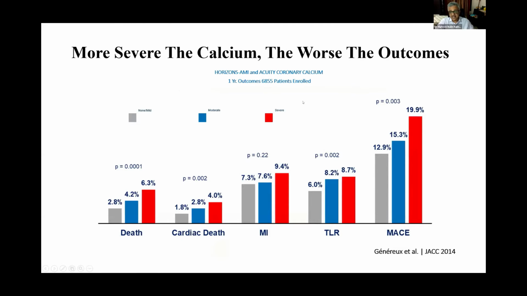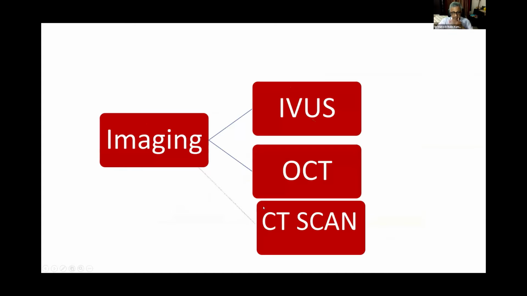How does it matter? Because the more severe the calcium, the worse the outcomes. The HORIZONS-AMI and ACUITY calcium studies showed that death, cardiac death, MI, TLR, and MACE increase proportionately with higher calcium. So what are the tricks of the trade? One is imaging. We used to have IVUS or OCT. We may not be able to pass an IVUS or OCT in the initial segment. Specifically, in this case scenario, which has been given to me, this is an ostial, short ostial LAD lesion.